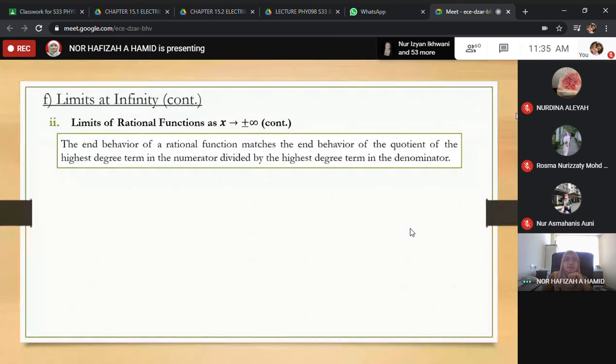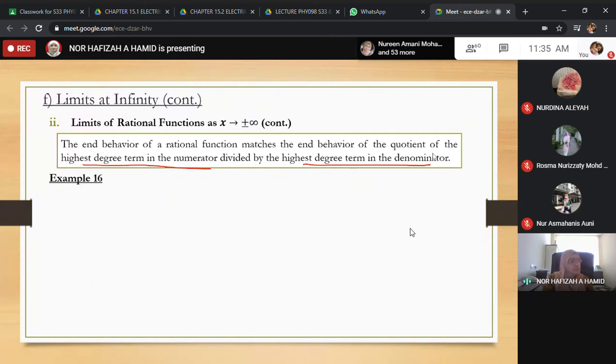Okay, so teknik: the end behavior of rational function matches the end behavior of the quotient of the highest degree term in the numerator. So sebab dia dalam bentuk rational function, fraction kan, so you have numerator and denominator. So you kena choose highest degree term in the numerator, divide with highest degree term in the denominator. Okay, so you can refer example 16.